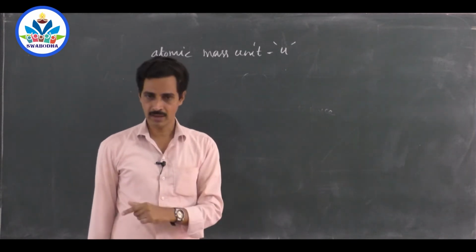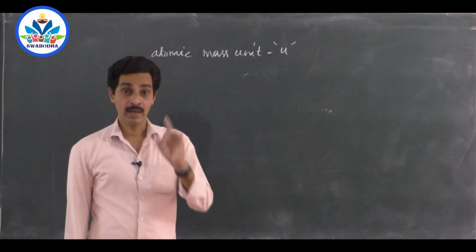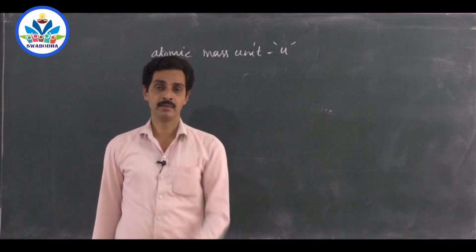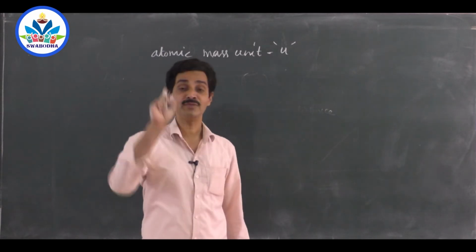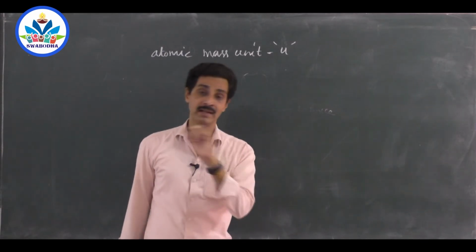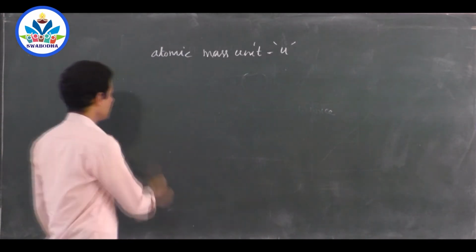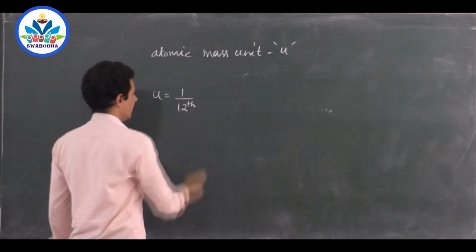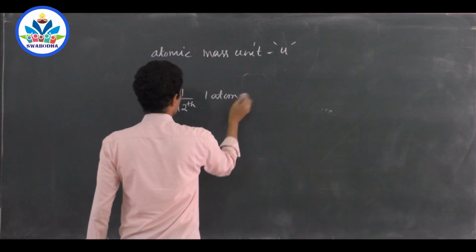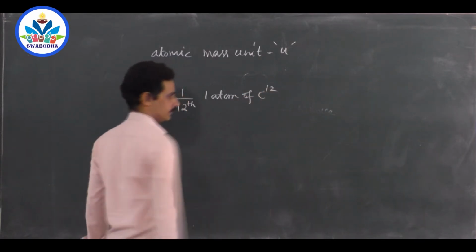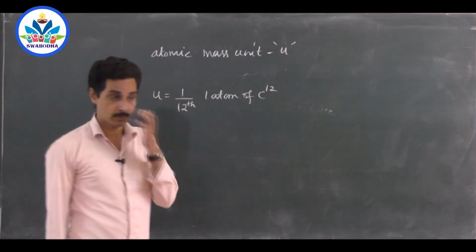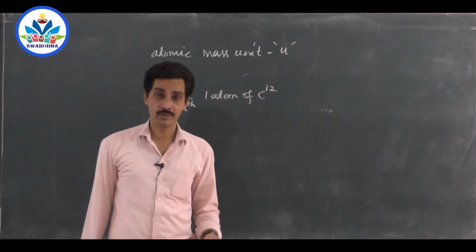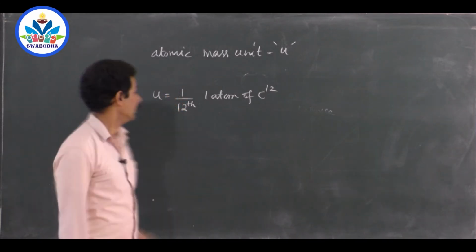You have to divide it by 12. 1 by 12th of the mass of one atom of carbon, that is called one atomic mass unit. So one atomic mass unit is 1 by 12th of the mass of one atom of carbon 12. 12 is its mass number. So 1 by 12th of the mass of one atom of carbon 12, that is called one atomic mass unit.